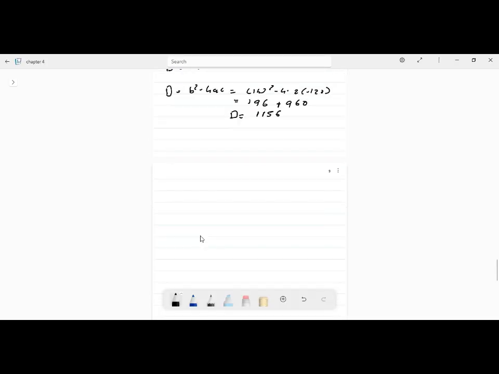Now what is the first root? The first root is minus b plus square root of D divided by 2a. Minus b is minus 14, plus under root D, which is under root 1156, divided by 2 into 2. The square root of 1156 is 34, so 14 plus... minus 14 plus 34 divided by 4 is equal to 20 by 4, which is equal to 5.